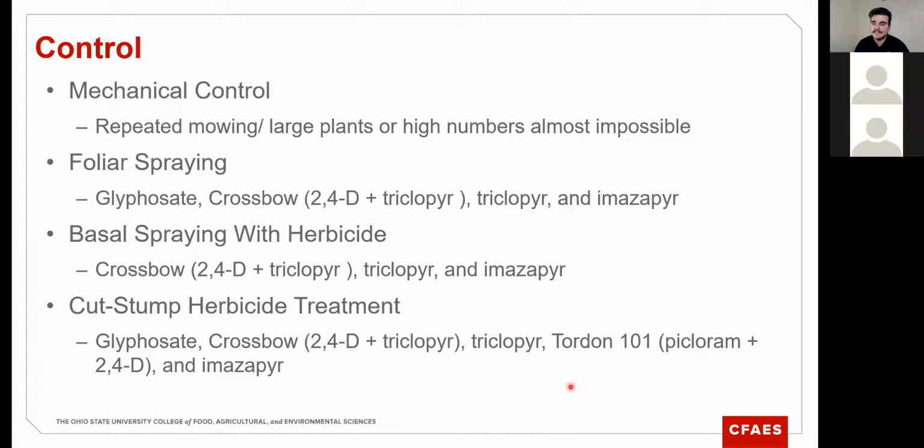Make sure that it has the name of the plant you're wanting to remove on the label. So when you're making your selection for a pesticide, you want to read the label and make sure that plant is on there and it's approved for that treatment.